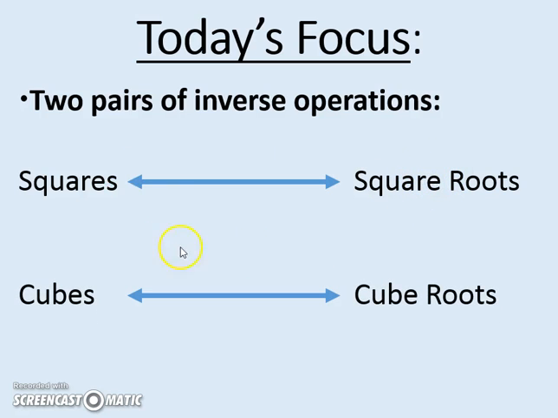And our second pair are cubes and cube roots. If our equation has a cube, we will need to use a cube root in order to isolate the variable. If it has a cube root, we will need to use a cube in order to find that solution. So let's look at one example of each type.